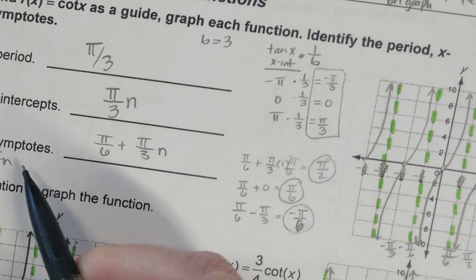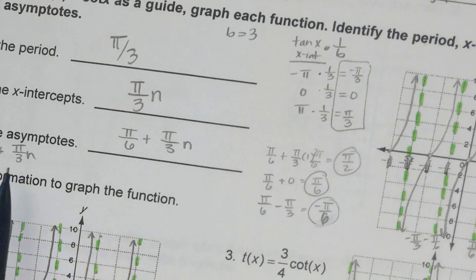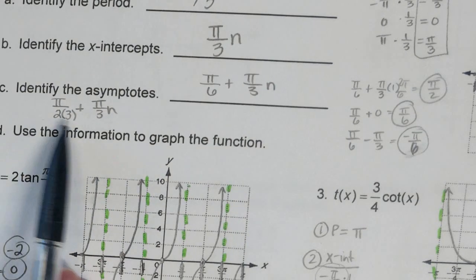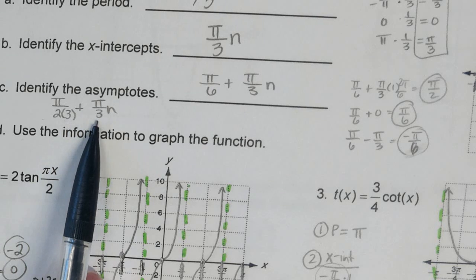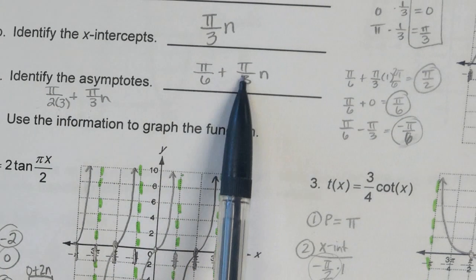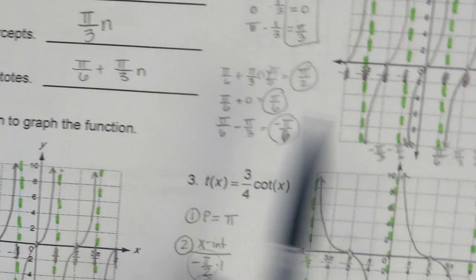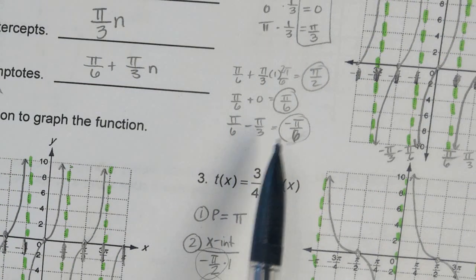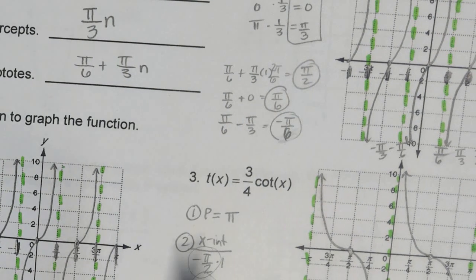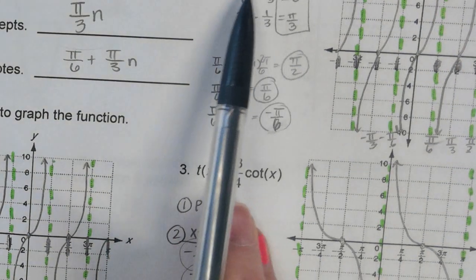And then the asymptotes for tangent have a special equation. So it's pi over 2b plus pi over b times n. So this is pi over 6 plus pi over 3n. Okay? For the asymptotes, you can plug in the 1, the 0, the negative 1 to find your other asymptotes. Okay? But for the x-intercepts, use the reciprocal because that will always work.